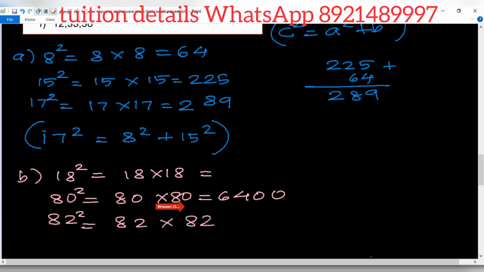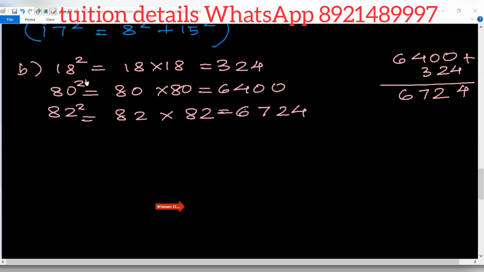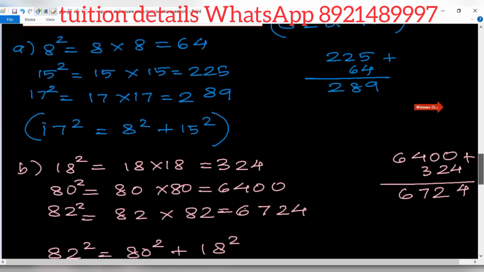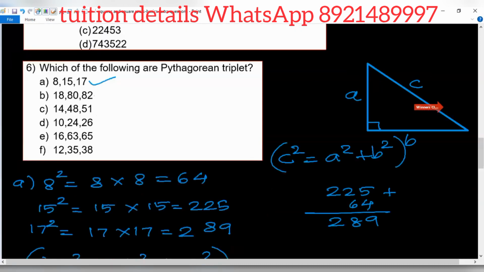So first we have to do that. See here, actually 18 square is 324 and 82 square is 6724. And when we add the squares of these two smaller numbers, we get the biggest number's square. So 6400 plus 324 is the same as 6724. We can represent it as 82 square is equal to 80 square plus 18 square. So this obeys Pythagorean theorem. So this is a Pythagorean triplet.